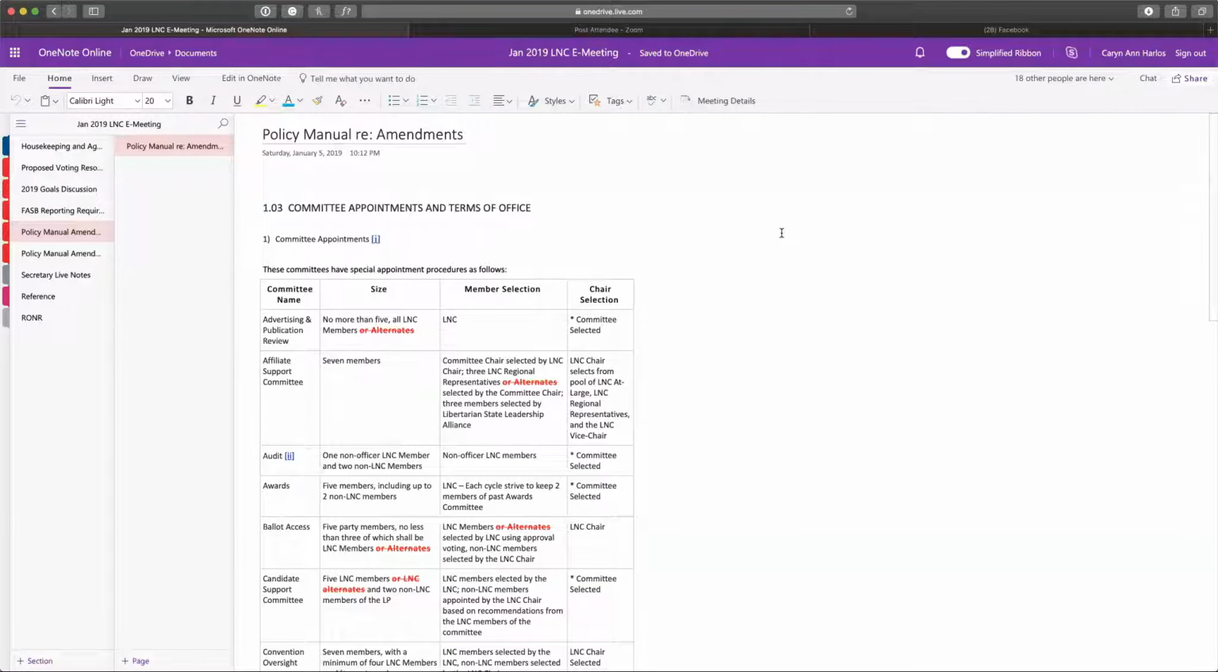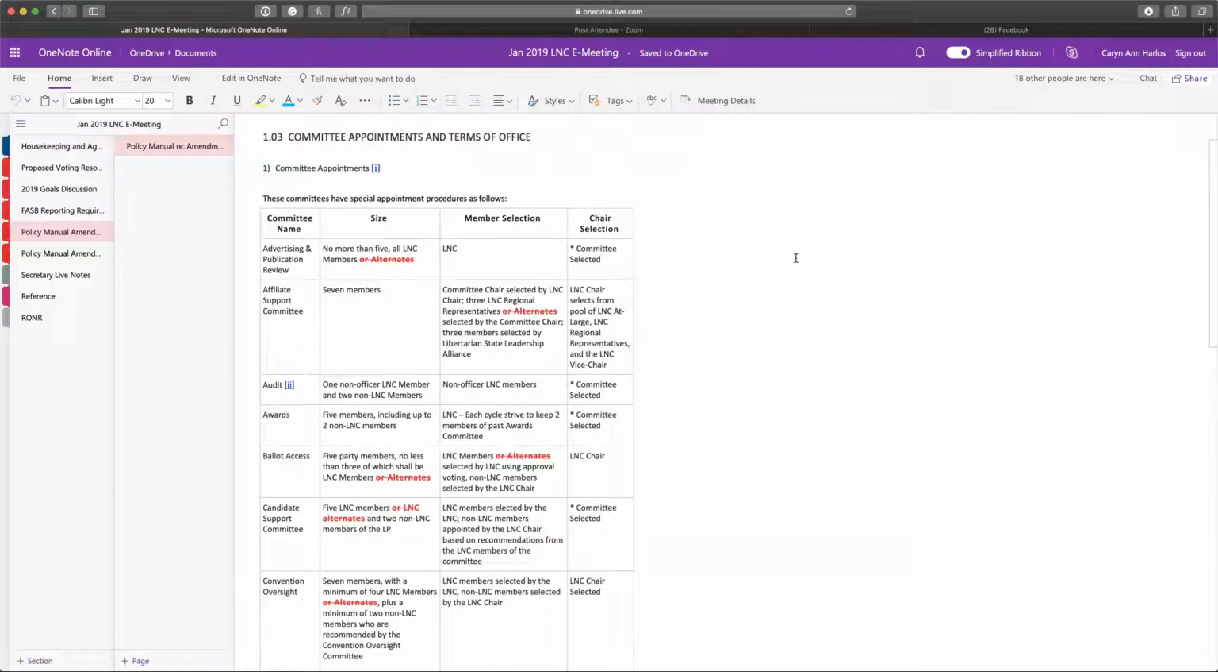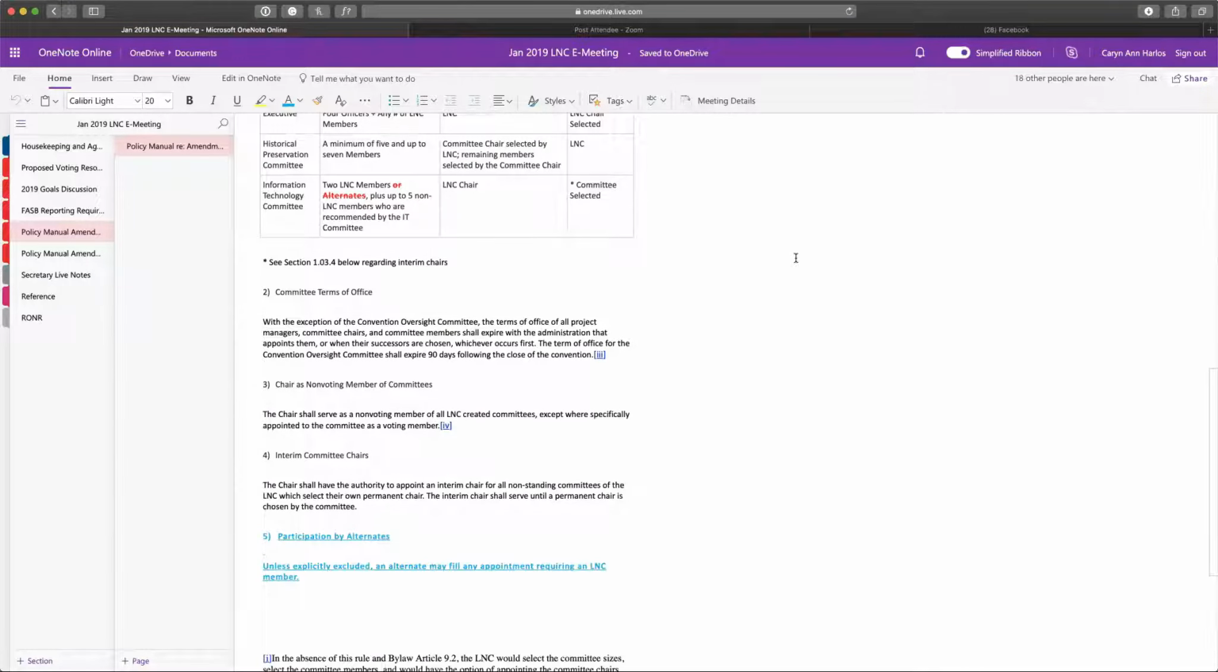I have up on the screen the policy manual amendments that I am moving, where it is taking out any reference to alternates in the chart of committee selections and instead putting a new subtitle 5 under there, participation by alternates, which states: unless explicitly excluded, an alternate may fill any appointment requiring an LNC member. This has been a source of confusion that I think we need to resolve. It didn't get resolved in bylaws as to whether or not an alternate is actually an LNC member. This bypasses that dispute and at least settles the questions for the committees.